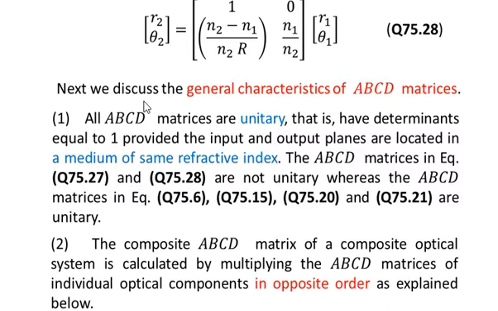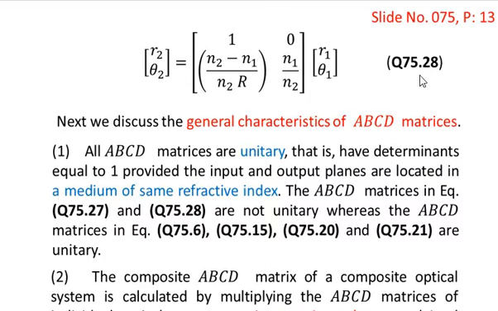So next we discuss general characteristics of the ABCD matrices. Number 1, all ABCD matrices are unitary, that is, have determinants equal to 1, provided the input and output planes are located in a medium of the same refractive index. So this condition is important, same refractive index.